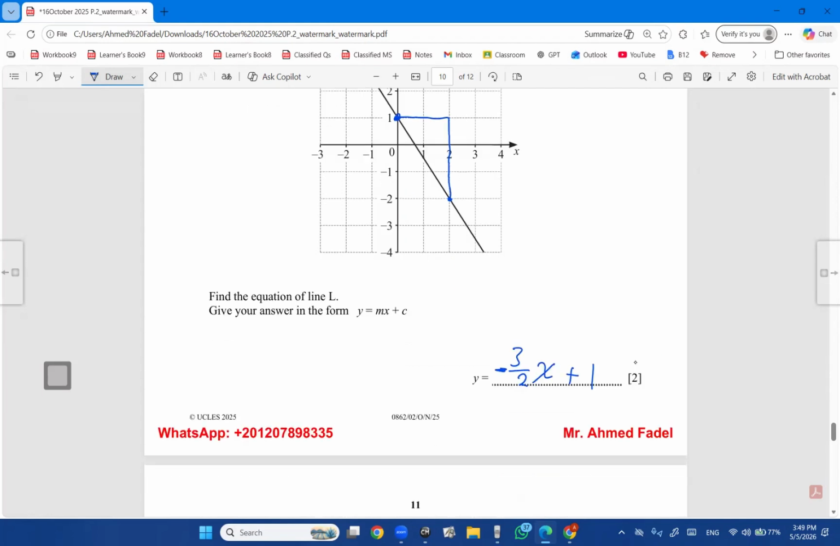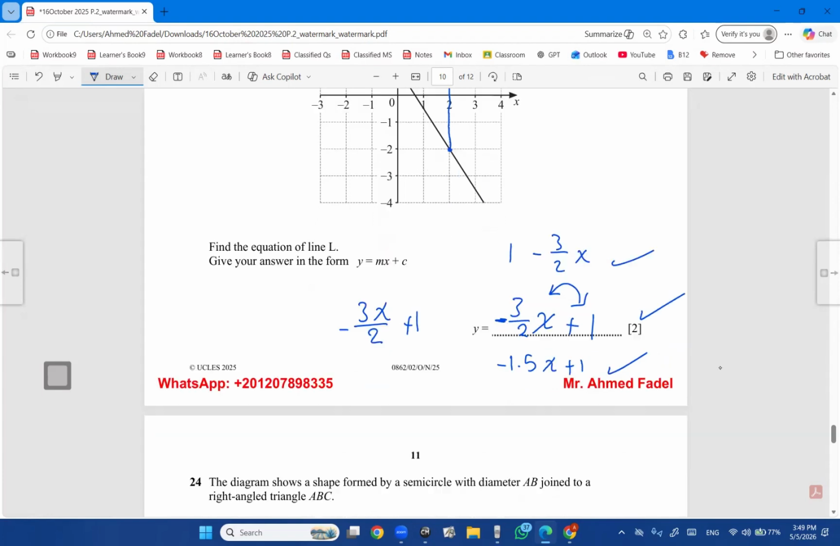You write it this way, accepted. If it is negative 1.5x plus 1, also accepted. If you switch, keeping the signs correct, like 1 minus 3 over 2x, also correct. You can also write negative 3x over 2 plus 1, also accepted. All of them are accepted options.